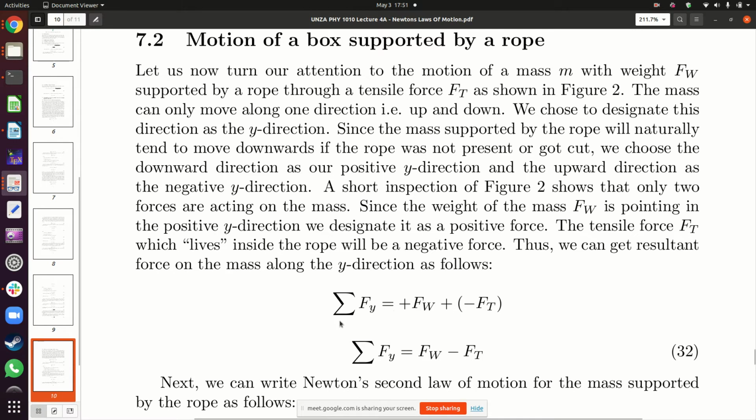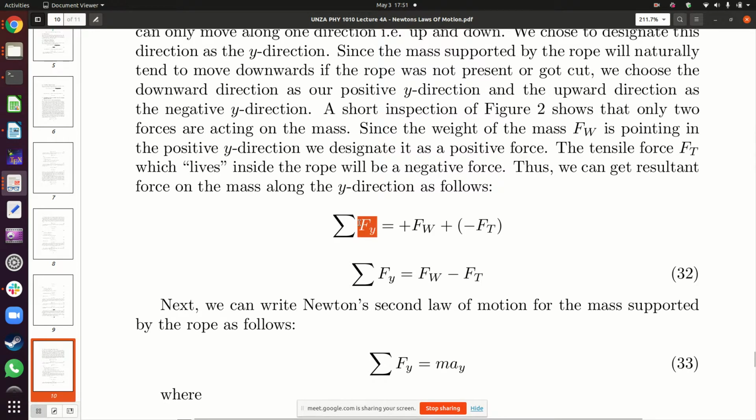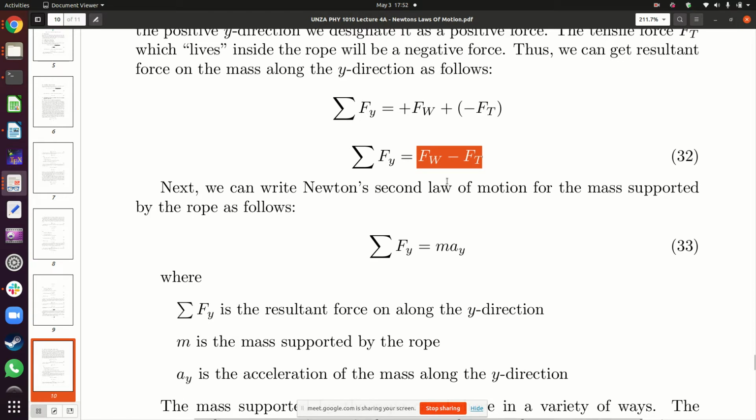Okay, so the resultant force along the y direction will be the result of the weight, which is positive, so plus Fw, plus then the negative tensile force. So our resultant force becomes the weight of the object, Fw, minus the tensile force. So this is the expression of resultant force. The reason why we're looking for the resultant force is so that you can use it in an expression of Newton's second law of motion.